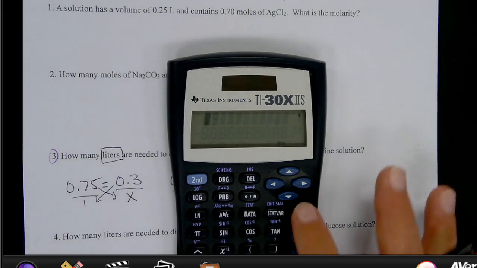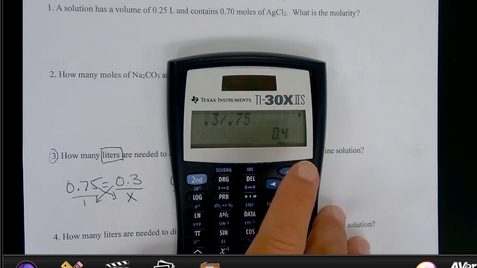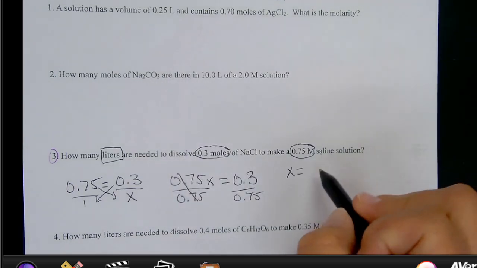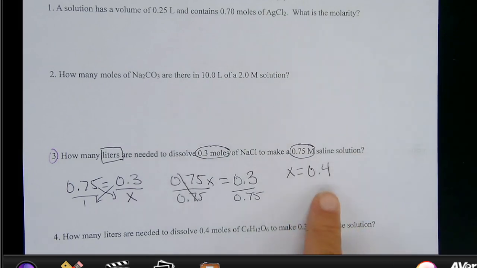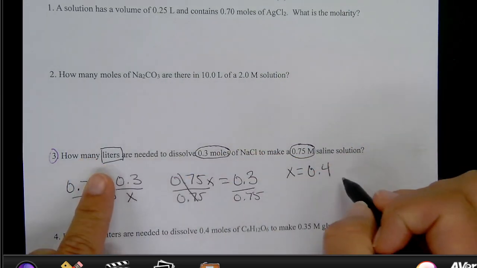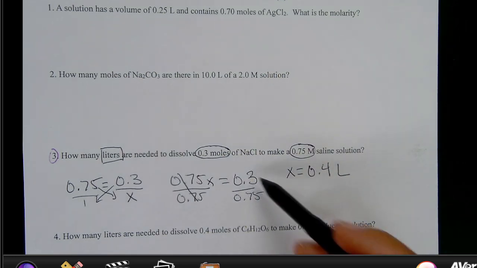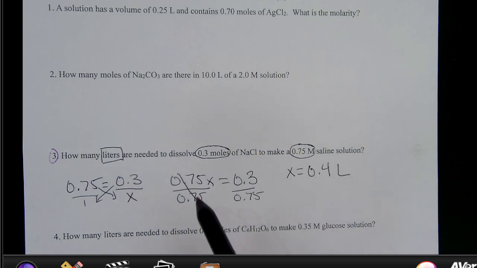0.3 divided by 0.75 will get me 0.4. So my answer would be 0.4. Then you have to look back. What was I looking for? What are the units I'm looking for? I was looking for liters. Okay. Easy way to check yourself again is you could do 0.3 divided by 0.4. You should get 0.75.